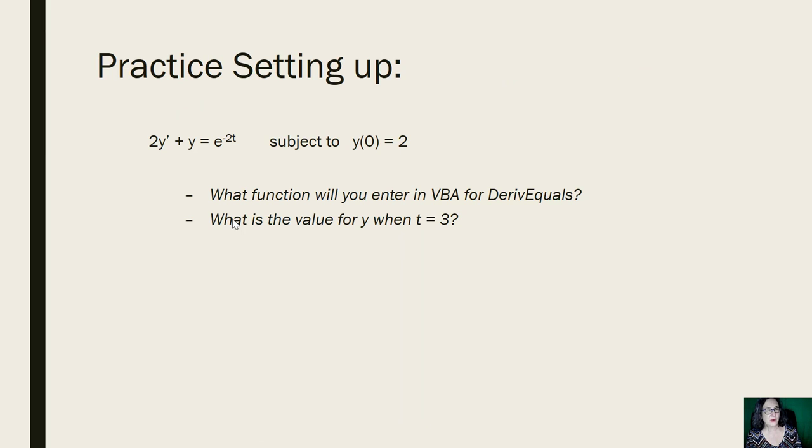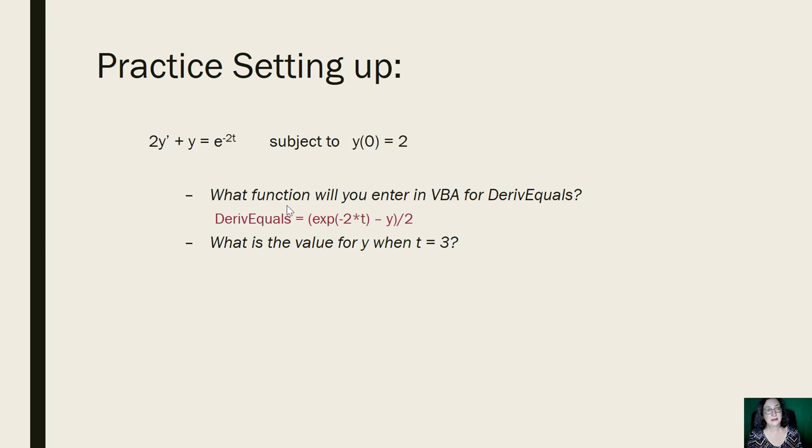One of the things that I really recommend is just start by practicing the setup. And so, for instance, if we have here a first order initial value problem, y of 0 is 2, then I can take this and solve for the derivative y prime equals. And so that's going to be, if we look at that, derivative equals the exponential of negative 2t minus the y, and then divide by 2, right? Just solving for that derivative.